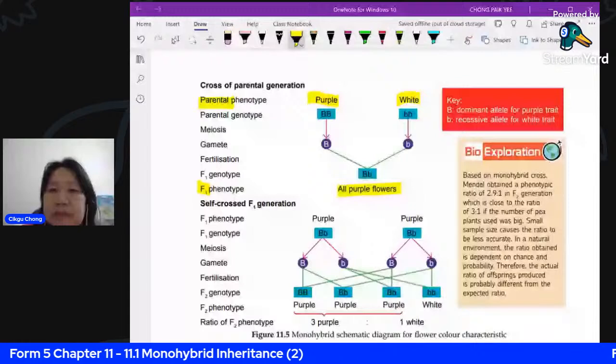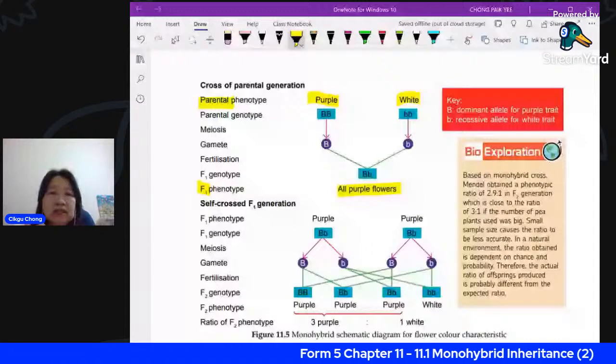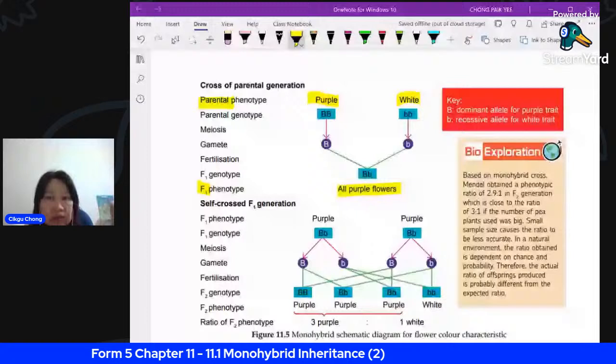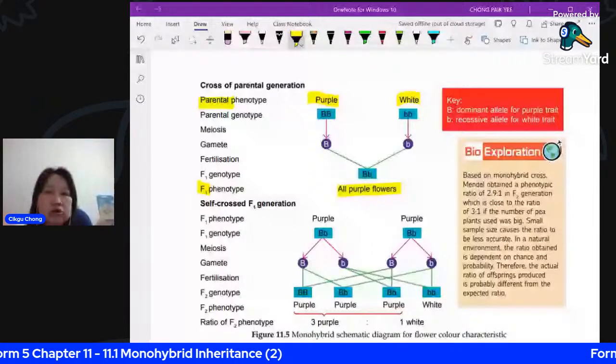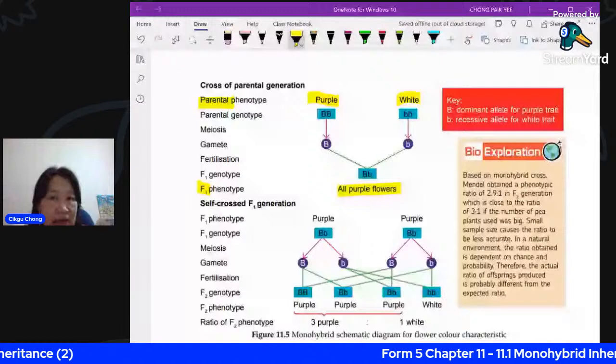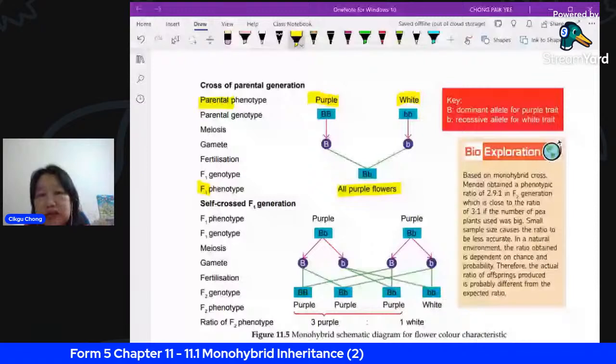Okay, first he did a cross. That means different flower, different plant. Take the pollen grain from this anther, this flower, right? Then he put it onto the stigma of another plant, same species. We're talking about same species, different plant, different flower. So what he did is to cross pollinate. Okay, so he did it manually.